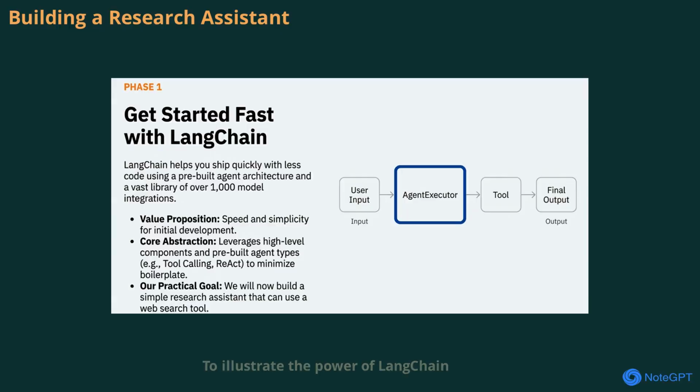To illustrate the power of LangChain, let's walk through building a simple research assistant. We'll use the Agent Executor tool, which orchestrates the agent's interaction with tools like web search. By defining the agent's capabilities and leveraging pre-built prompts, we can assemble a functional assistant in just a few lines of code. This approach highlights the core advantage of LangChain: rapid development without sacrificing essential features. The result is a prototype that's ready to handle real user queries.